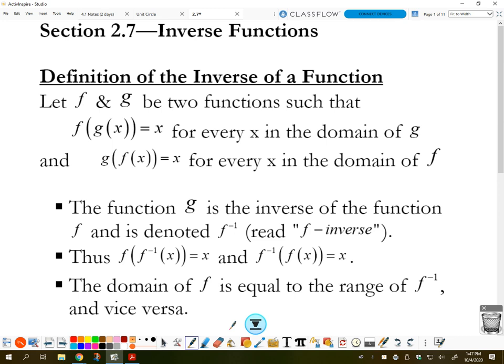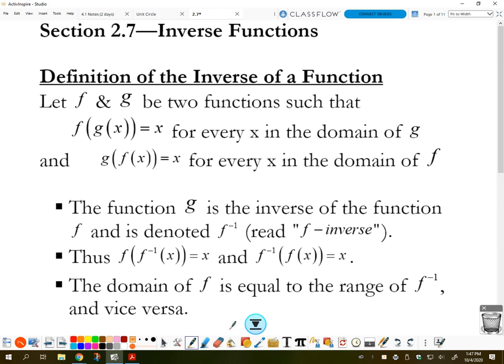Okay. So 2.7 is on inverse functions. So, things you need to know about inverse functions. First of all, the definition of inverses is that if f and g are inverses, then f of g of x and g of f of x are both going to work out to be x. So they're inverse functions. That means that they have all of the exact opposite operations, basically. So if you plug one into the other, things should all cancel out, is what that first statement is saying.